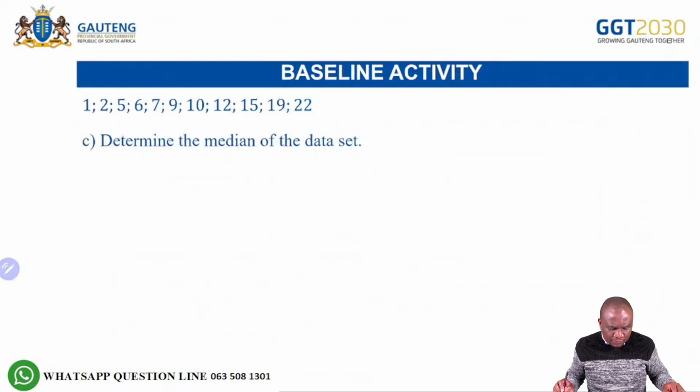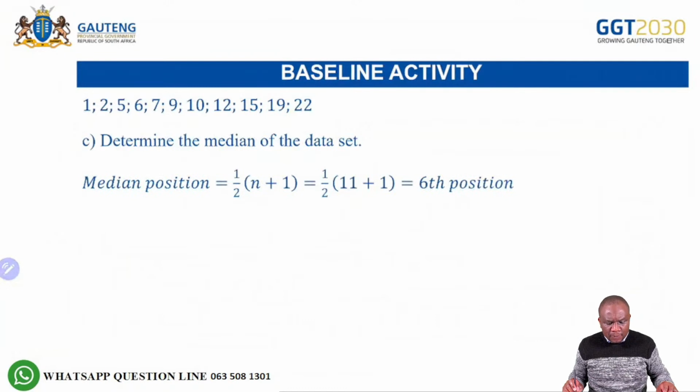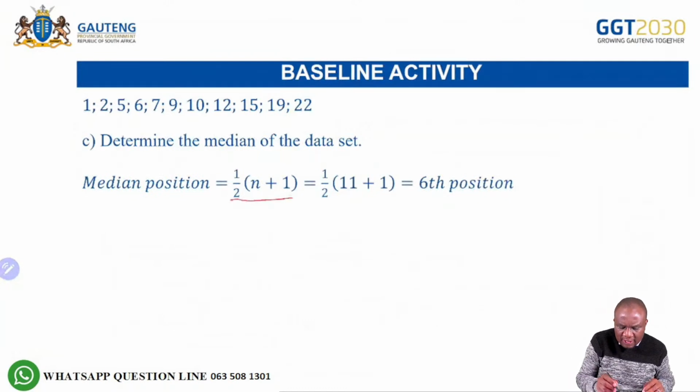And then determine the median of the data set. How do we do that? Remember, we find the median position. We have a formula for finding the median position. The formula is (n + 1) divided by 2. Or you can even write it like this, that is fine. Where n is the number of data items. We have 11 of them.